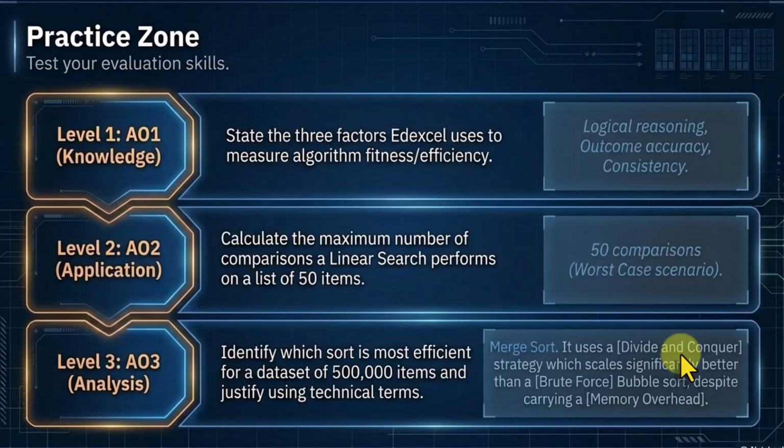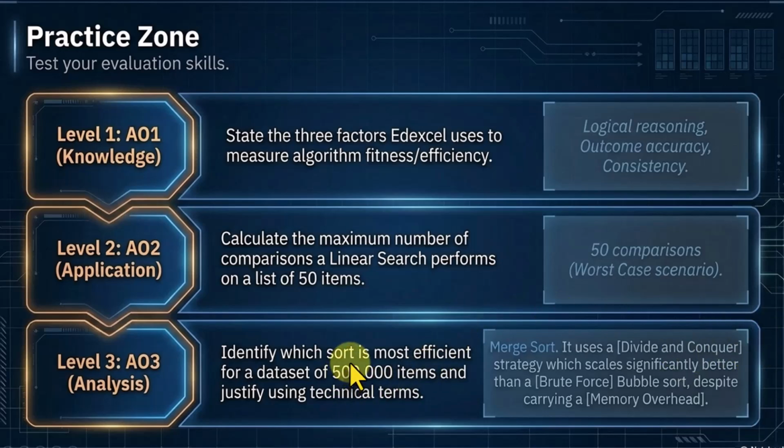Some example questions. State the three factors used to measure algorithm fitness or efficiency. So that is logical reasoning, outcome accuracy, and consistency. Question number 2: calculate the maximum number of comparisons a linear search performs on a list of 50 items. In the worst case scenario, we have big O of n. So if 50 items, then we have 50 comparisons.